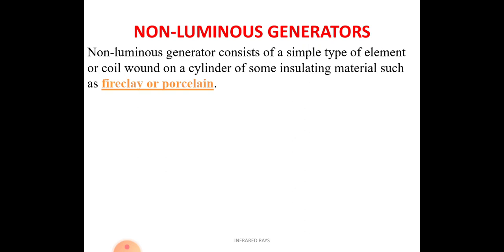Now let us go in detail regarding this non-luminous generator. Non-luminous generators are made up of a simple type of element or coil on a cylinder of some insulating material like fire clay or porcelain. Fire clay is one type of clay that is useful for manufacturing any ceramic, especially brick. And porcelain itself is a white ceramic.